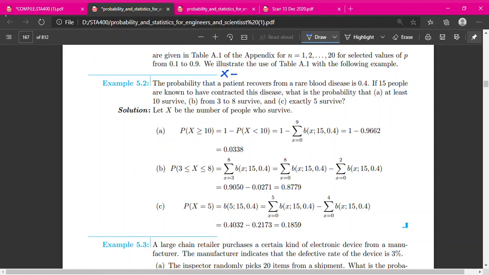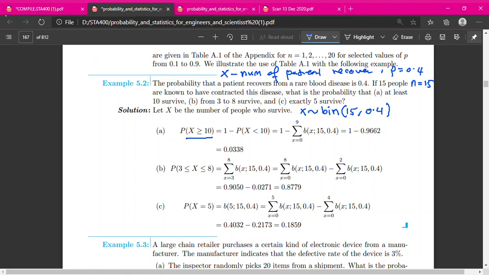So the variable here adalah number of patients recovering. Dia punya P adalah 0.4, which is the probability of success, and we know that N adalah 15. Then we can write it as X distributed with binomial distribution with parameters N 15 dan P 0.4. Okay, soalannya, what is the probability that at least 10 survive? At least 10 survive, so probability of X more than or equal to 10.